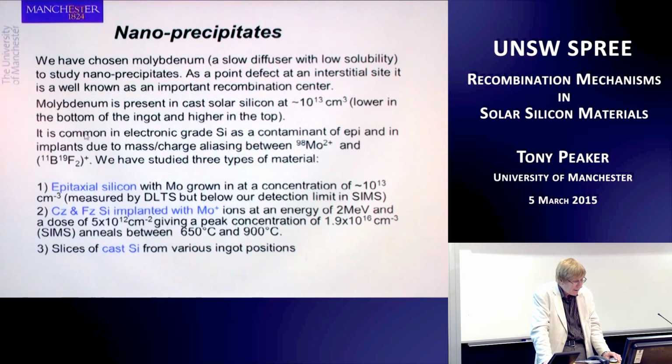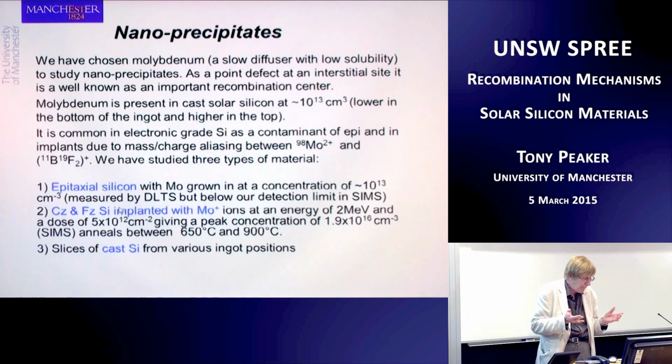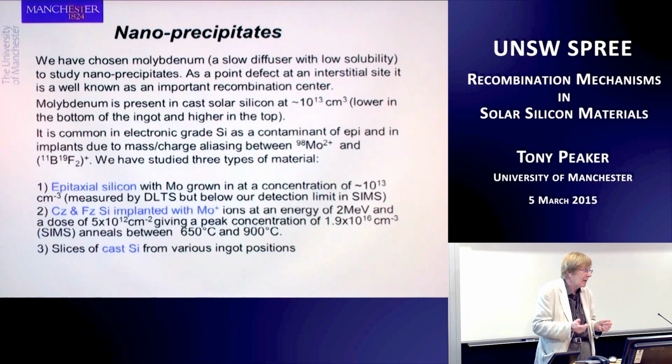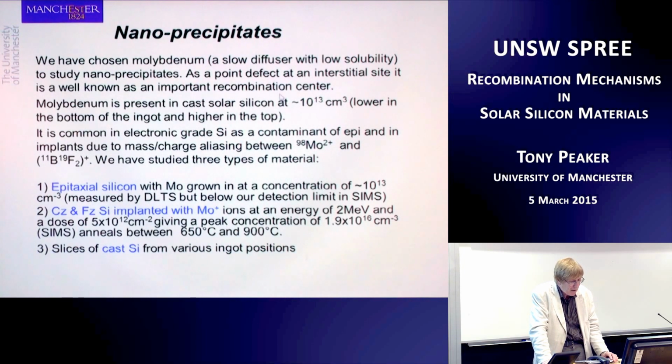But also, if you're implanting, mass 98, which is a common isotope of molybdenum, in the doubly charged state has exactly the same mass as boron fluoride, which of course is used for doping. So you get a mass alias there. The stainless steel that's used in semiconductor growth machines and in pipework contains quite a lot of molybdenum, so it transports. So molybdenum is common. And you also see it in cast silicon by SIMS, by mass spectrometry.